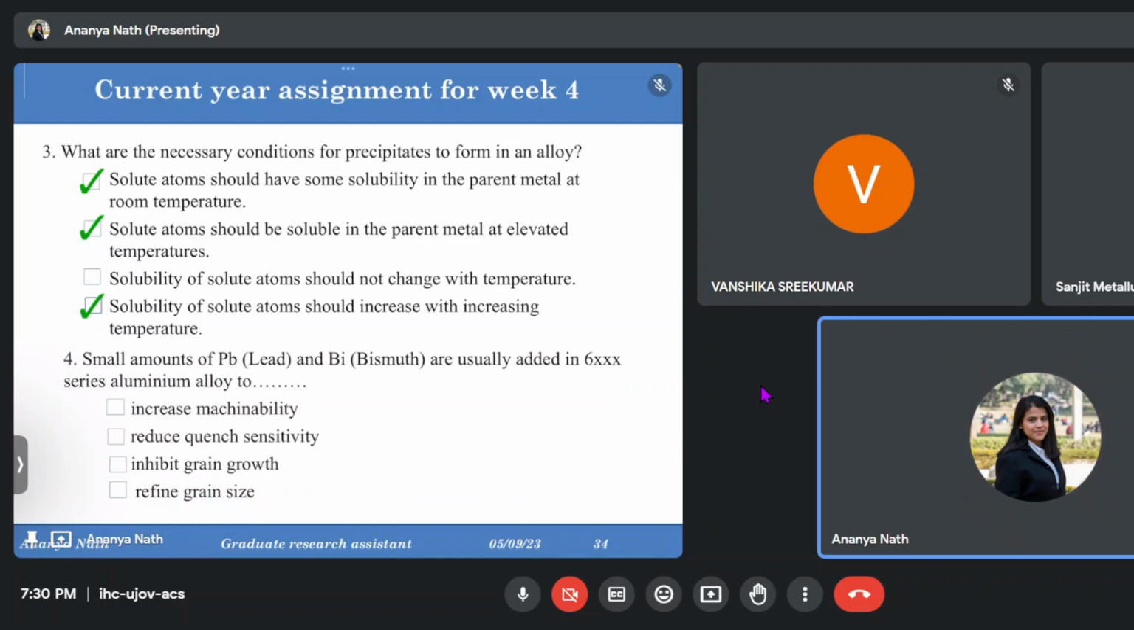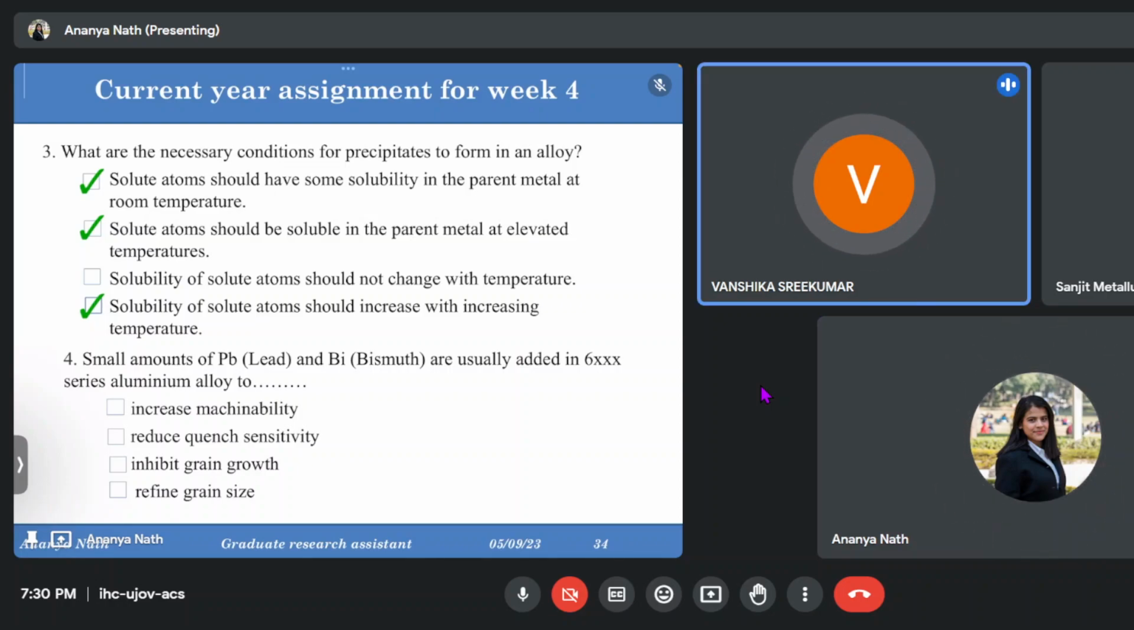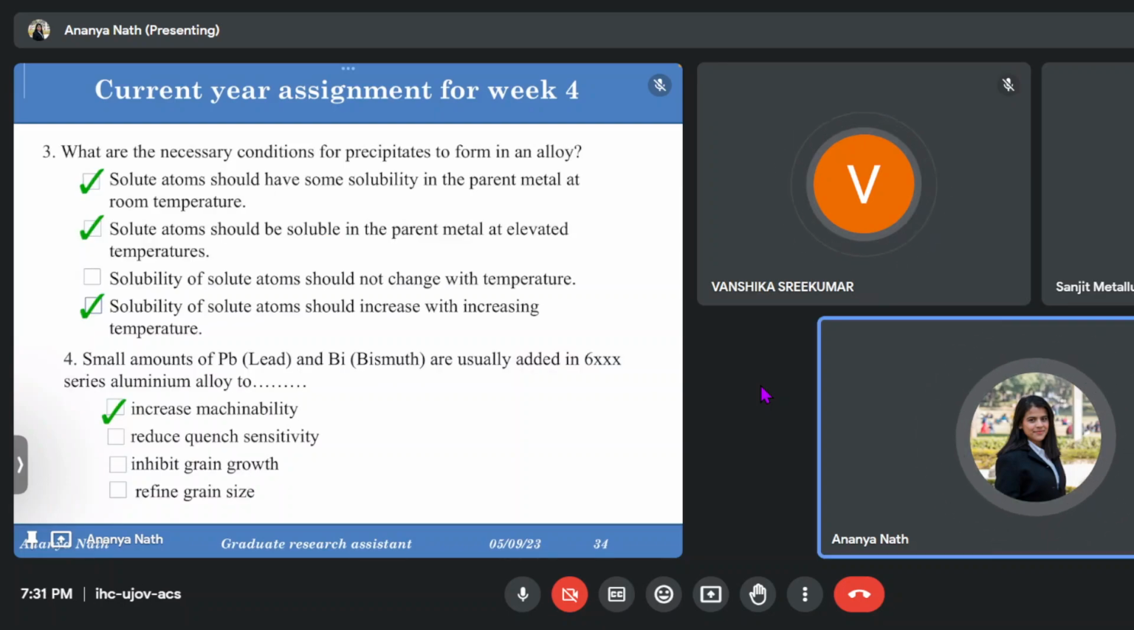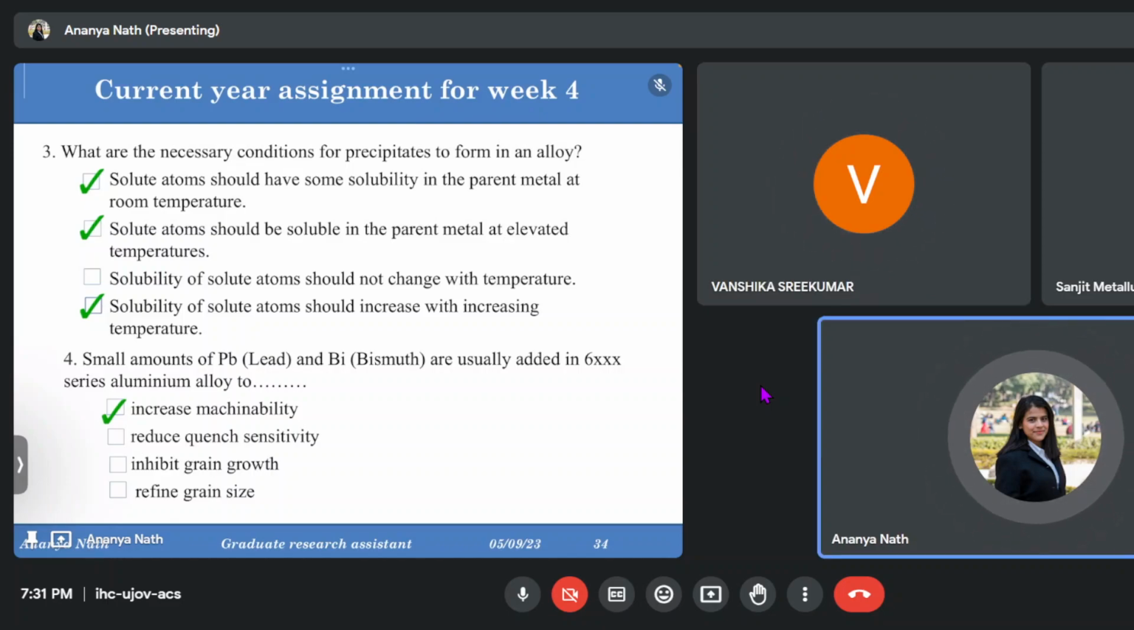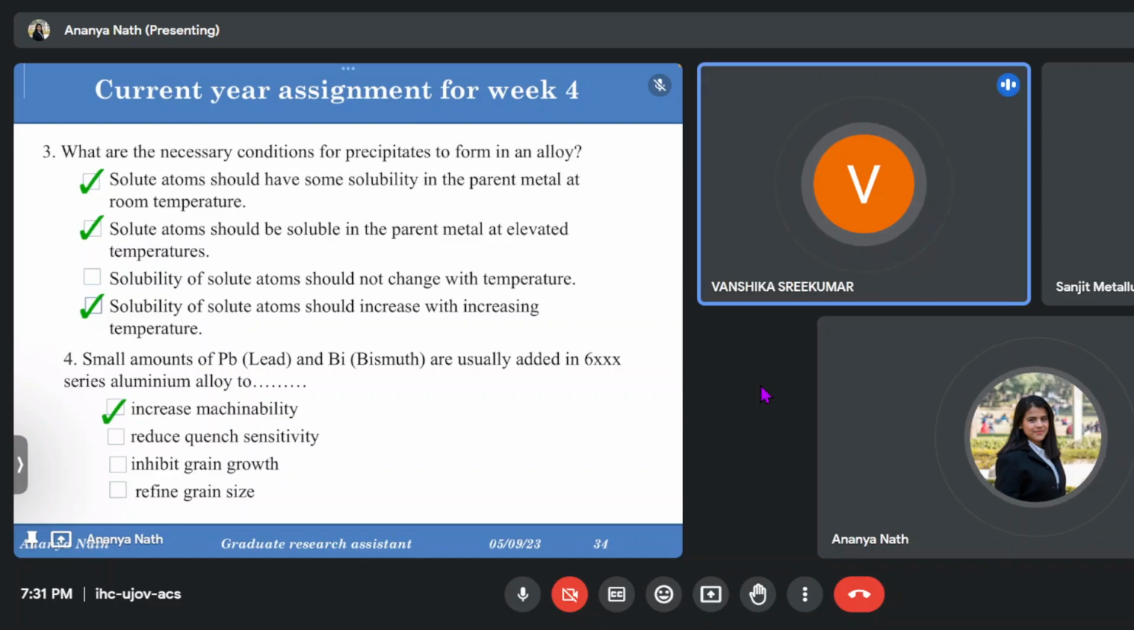Small amounts of lead and bismuth are usually added in the 6000 series. Why? To increase machinability and reduce quench sensitivity. It increases the machinability. Quench sensitivity was due to something else, now I don't remember. Let me check for 6000. Not too sure, ma'am, but is it chromium or something? Chromium is always for grain growth control or refinement. Yes, you said that last class.